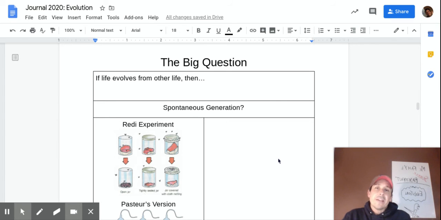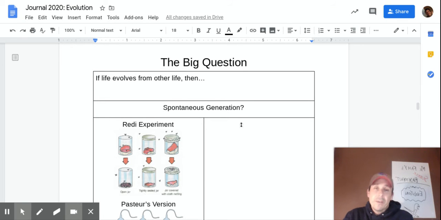We're going to take a look at two really traditional experiments that get at the idea of where the first life could have come from. And they both deal with this idea of spontaneous generation. Now, spontaneous generation is the idea that life can come from nothing. Okay? Life is able to come about from things that are not alive.